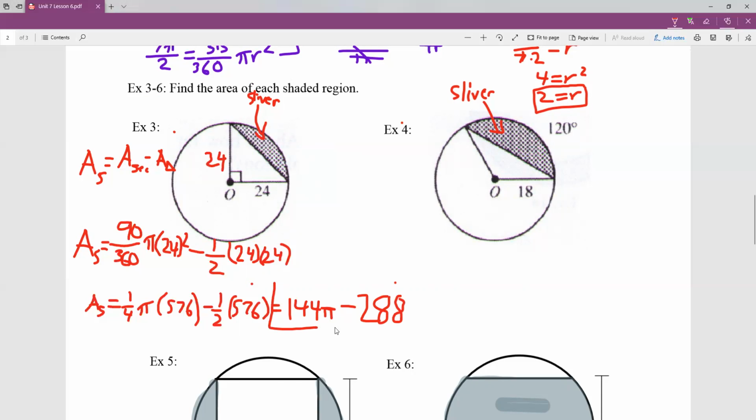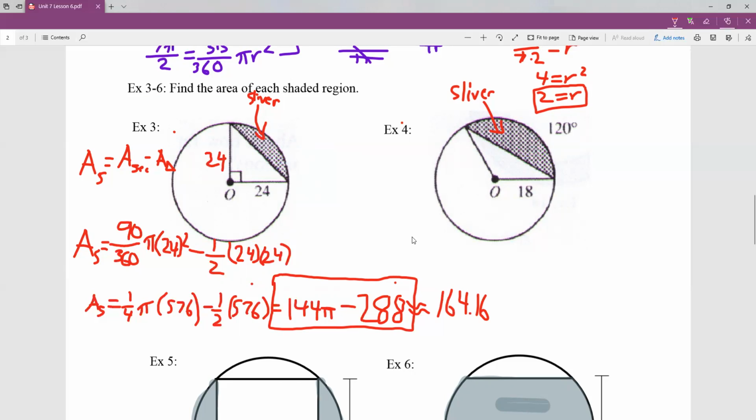So I think your teachers are going to have you leave it in terms of pi. So you can just leave it as like this. If you wanted to find the exact, an estimated area of this sliver, you would just plug this in your calculator and get your answer. 144 times 3.14 minus 288, and I get 164.16. And that's the area of that sliver right there.